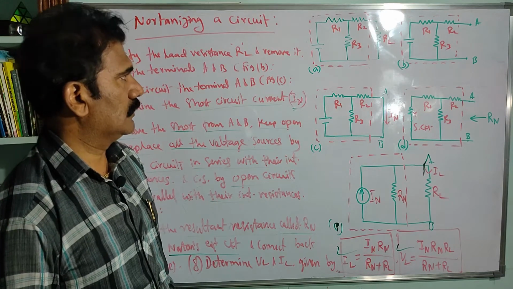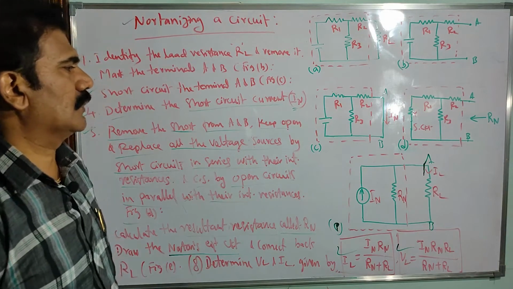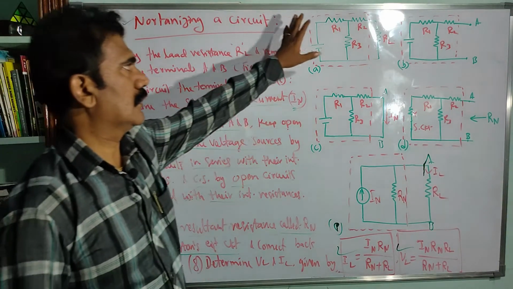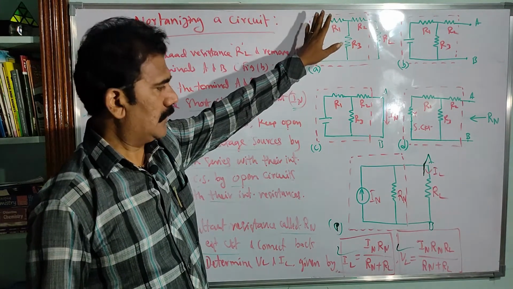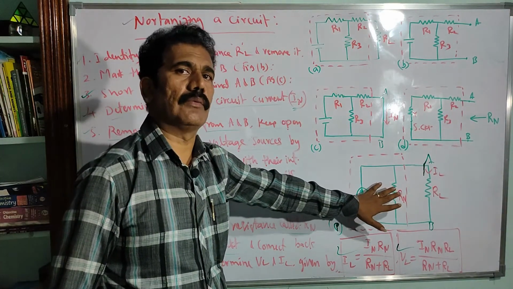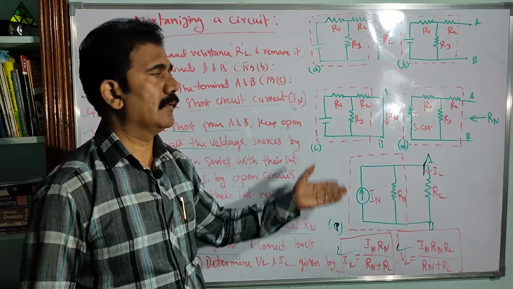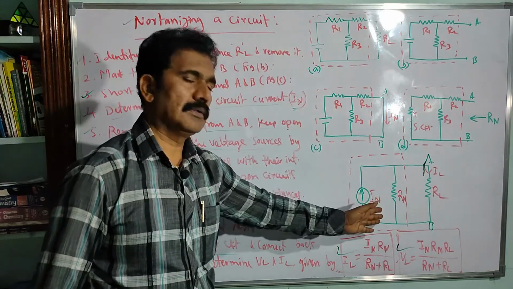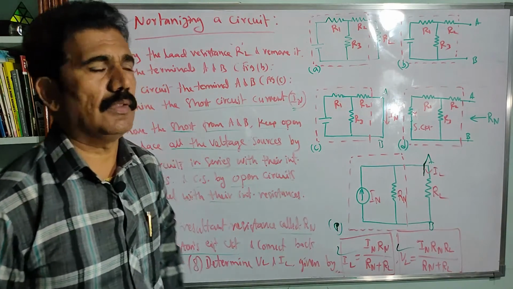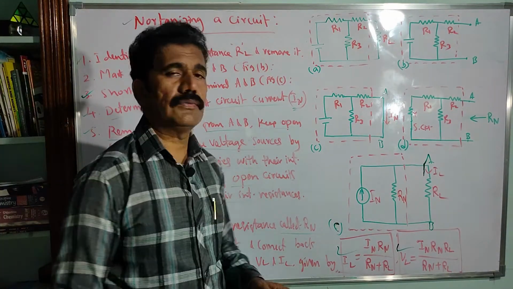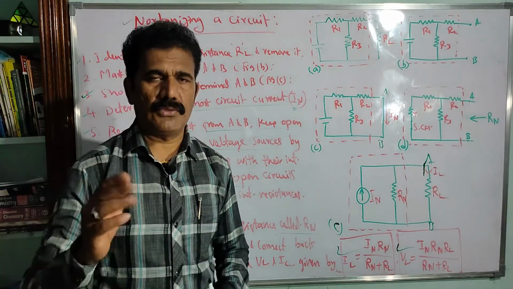Clear? In the next class I will show you how to prove this Norton's theorem. First consider the complicated network and calculate the load current, and finally consider the simplified network and find that IL also. If the IL values are the same, then the complicated network and the Nortonized simple network are equivalent to each other. In that way we can prove Norton's theorem. So in the next video I will show you the proof for Norton's theorem. Okay, see you in the next video.